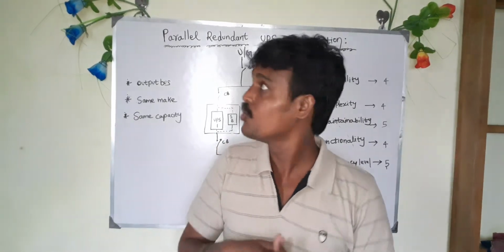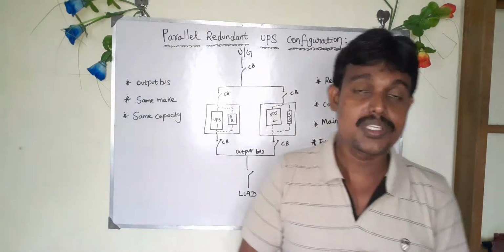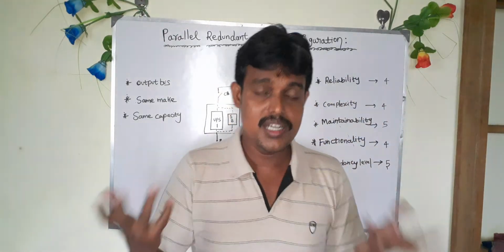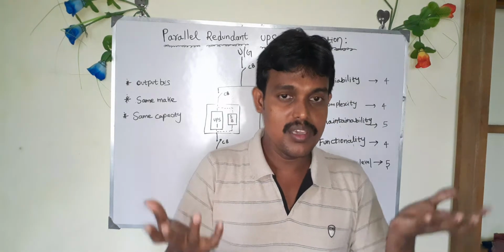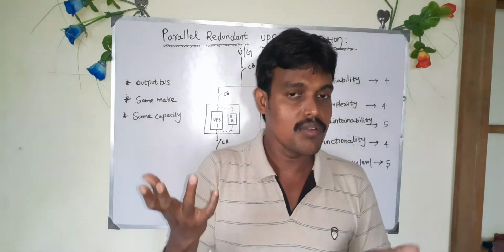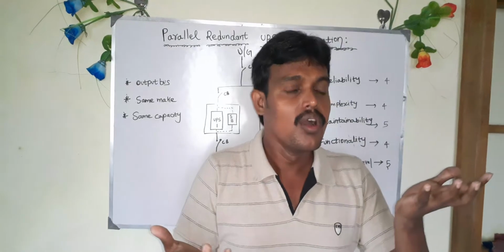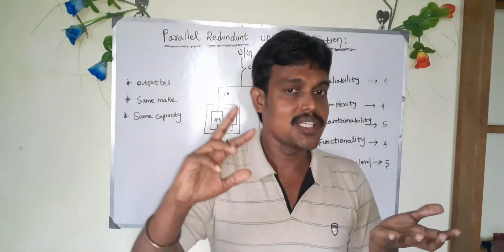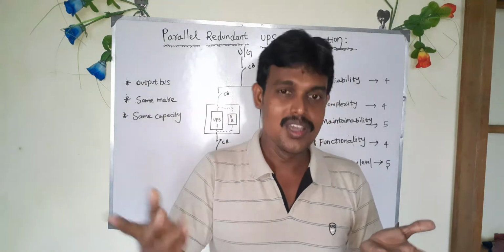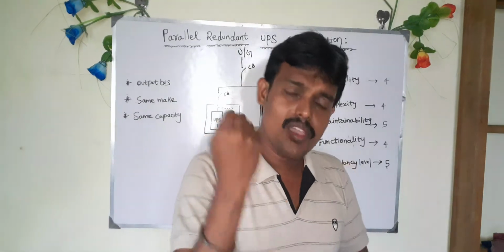And in this video, I am going to discuss parallel redundant UPS configuration. In the parallel redundant UPS configuration, here also there will be two UPS, or three UPS, or four, five, anything. But the parallel redundant configuration can be differentiated as N plus 1 and N plus N. It is based on your load demand.